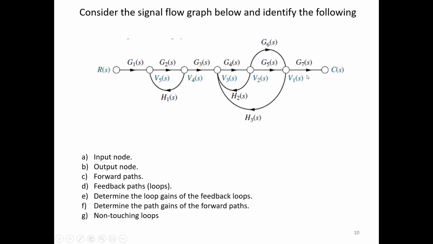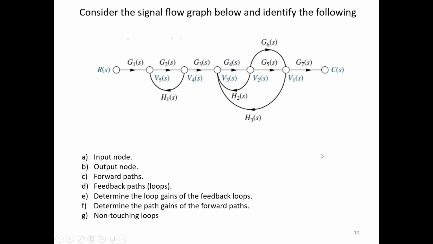So the signal flow graph is very clear here. We have to identify the following. Which is an input node? An input node is a node which can have only outgoing branches. That's the definition we have seen. So in this graph, R(s) is an input node. Why do I call it an input node? Because we only have output branches, that is only outgoing branches. Similarly, C(s) is an output node. How do I call this an output node? Because according to the definition we have seen in the previous slide, an output node contains only incoming branches. So this is an output node.